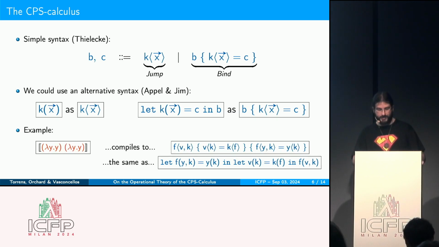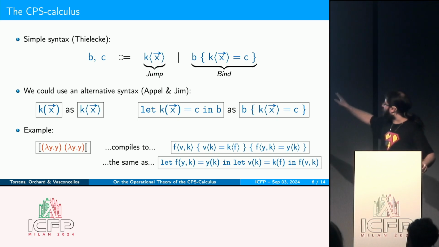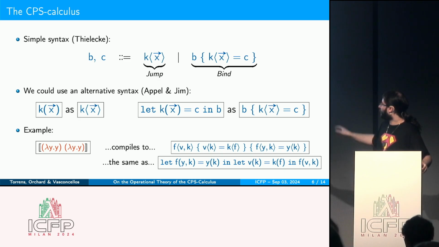Going back to the same example, we are using the compilation of that identity function, identity applied to identity, in a call-by-name setting. We can have that in the CPS-calculus and below on the alternative syntax, but it's just a composition of jumps and basic blocks that we name through binds.